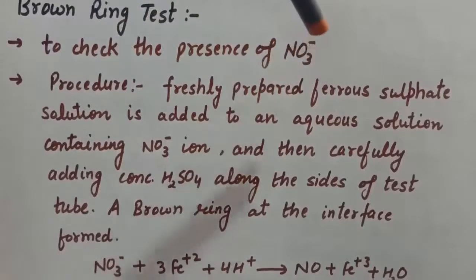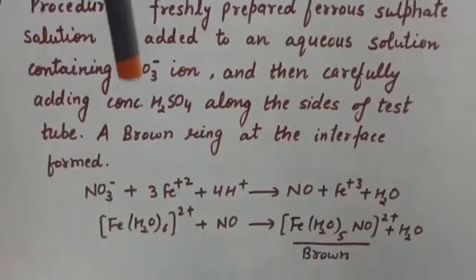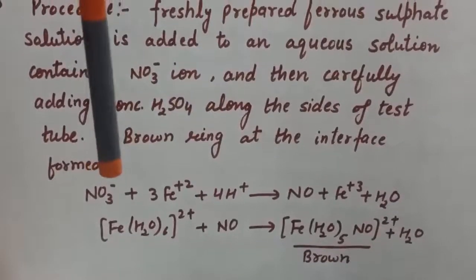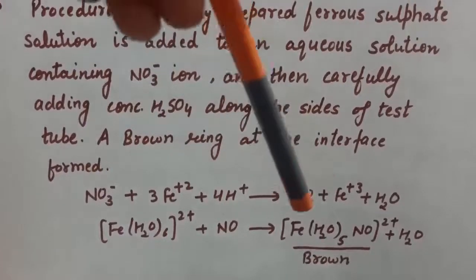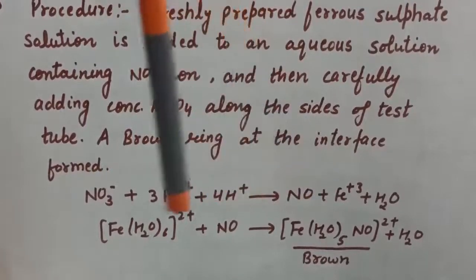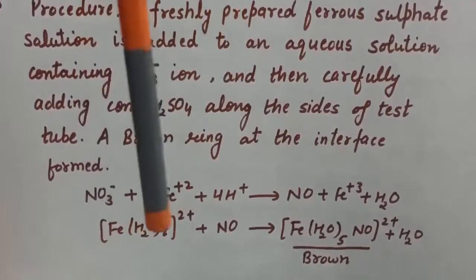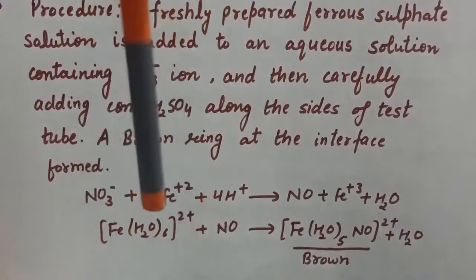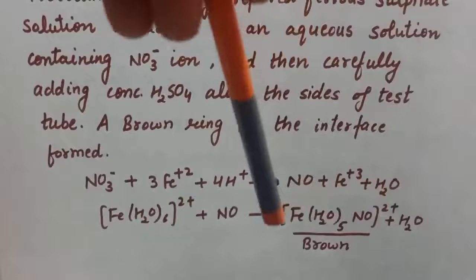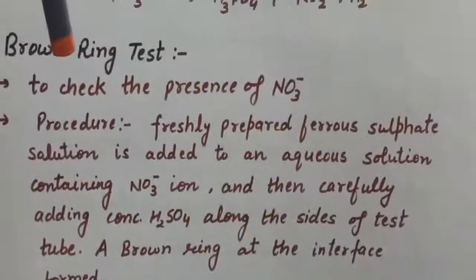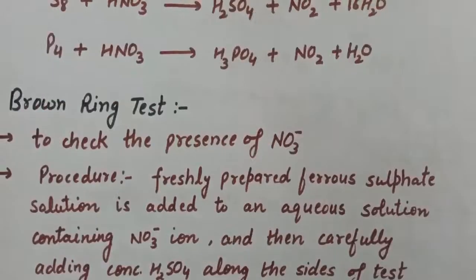So to detect the nitrate ion in the solution, we will perform the brown ring test, and the reaction is these nitrate ions, they will react with Fe2+, and here we are getting nitrogen monoxide. Now what will happen when we add ferrous sulfate solution? So this [Fe(H2O)6]2+ complex will react with NO, and here we are getting a brown complex. So this is the brown ring test. So these are the properties of nitric acid.